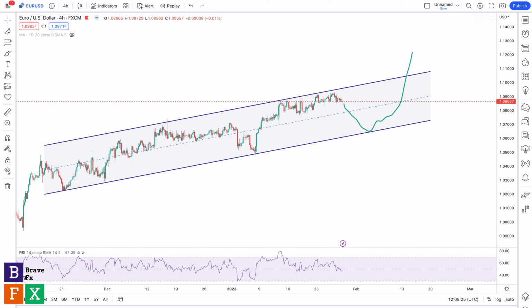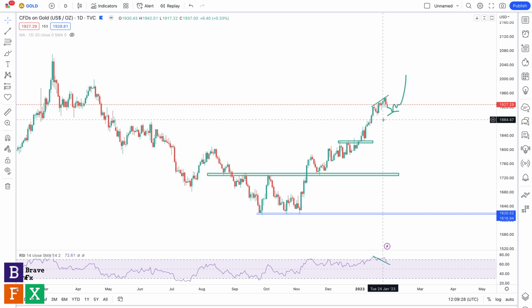The same thing applies to gold as well. Gold is also positively correlated with EUR-USD and GBP-USD. Okay, so that's it briefly.